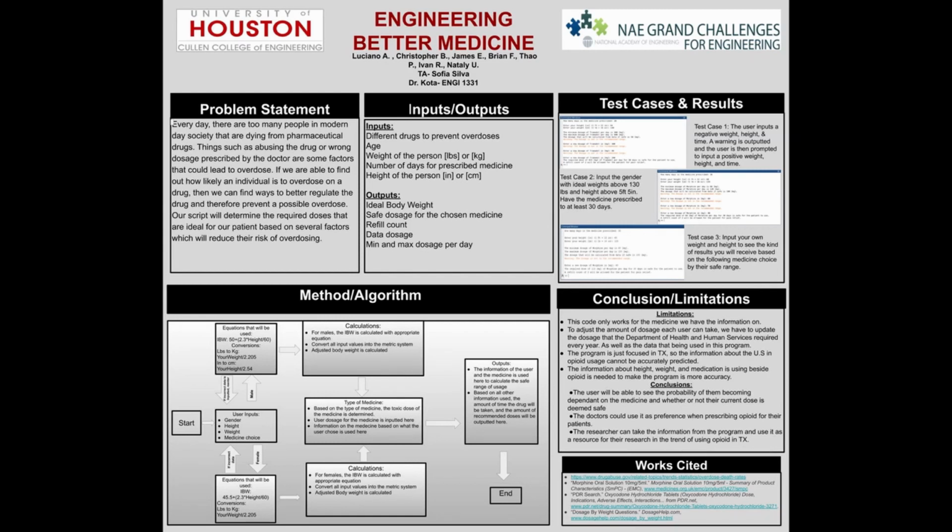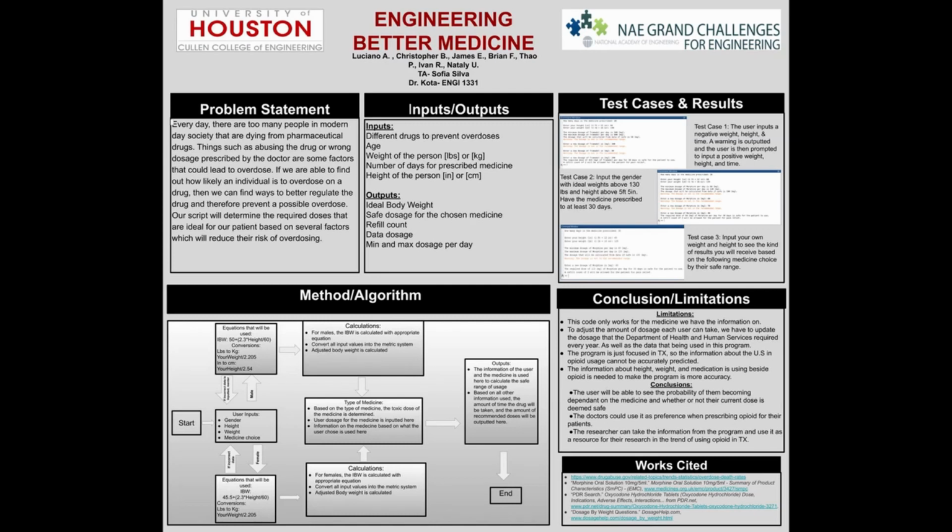The code itself requires several user inputs. Among these include the user's age, weight, and height. In addition to this, the user must select one of the pre-selected drugs based on overdoses and the number of days for a prescribed medicine. In the command window, the following outputs would appear: the patient's ideal body weight, the safety ranges for the chosen medicine, and the recommended dosage per day. Lastly, a recommended refill count for the patient will be outputted based on the dosage per day.